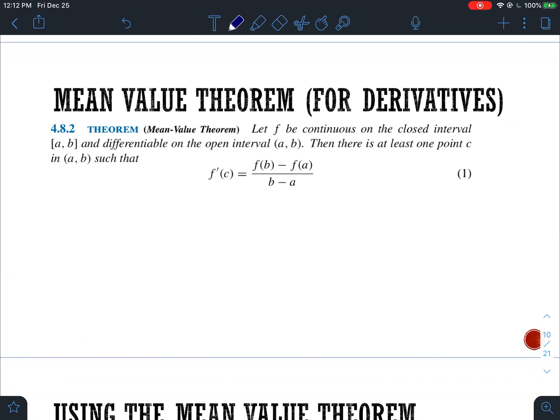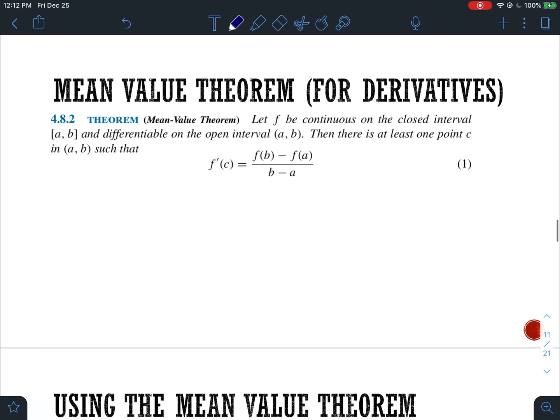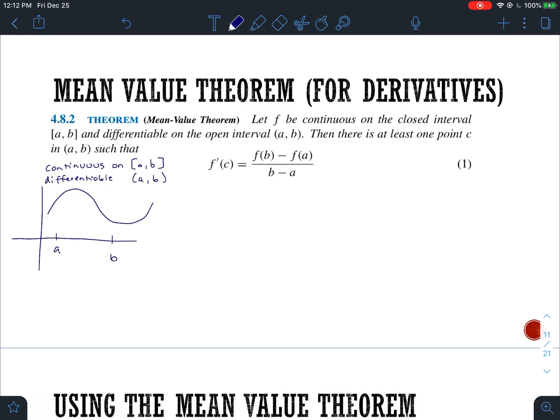All right, so now going back to our concept of derivatives, the mean value theorem for derivatives. Mean, again, means average. So the average value of the derivative says that as long as your function is continuous and differentiable. So you're continuous on the interval between a and b, so there's no holes, jumps, or asymptotes between a and b, and you're differentiable between those endpoints, so you're differentiable between a and b.